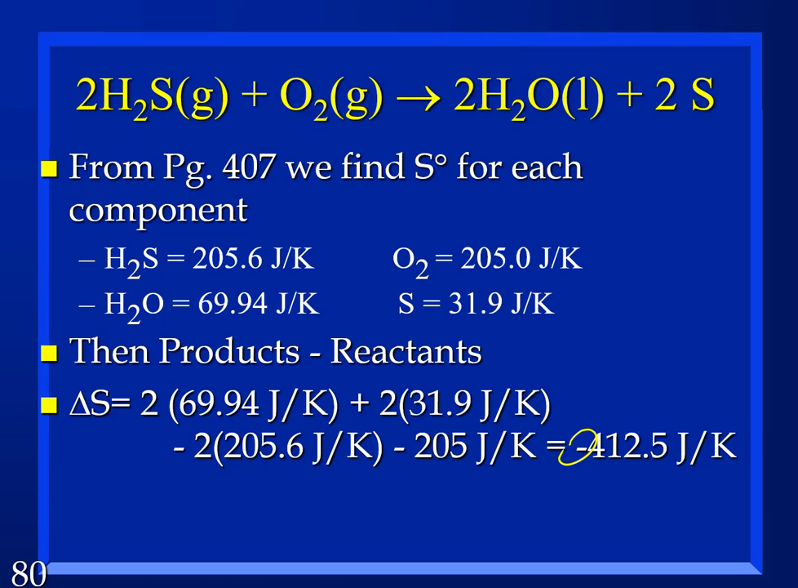So I get negative 412.8. Delta S is not in favor of this happening. Delta H was in favor. Delta S is not. And we can see why. I went from gases to liquids and solids. The entropy is supposed to go down, right? So I've got 2 numbers. One's in favor of it, one's opposed to it. Is it spontaneous? Temperature is going to decide.